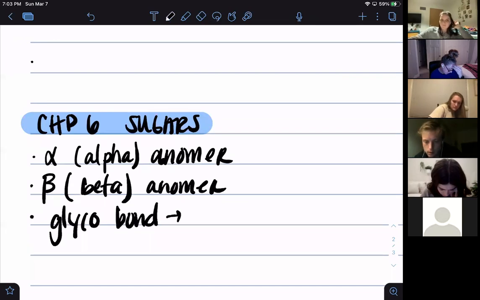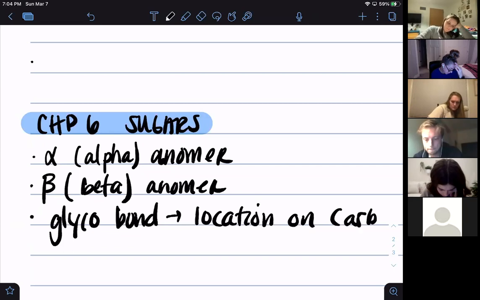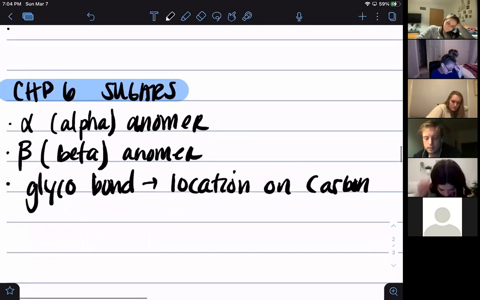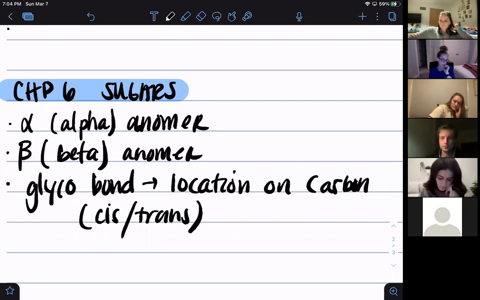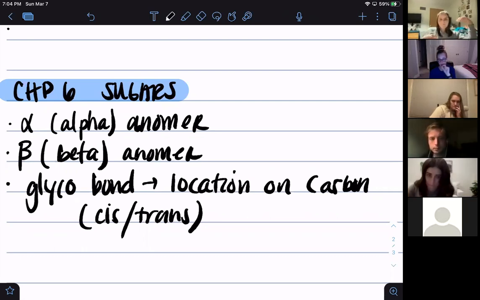I'm going to say location on carbon. And then I'm also going to put, okay, for this part, this is what you have to know. You need to know about alpha and beta anomer, and you need to know about your glycosidic linkage. You need to know where those linkages occur. And I will tell you right now, it's a specific numbered carbon. That's what he's looking for, which one.